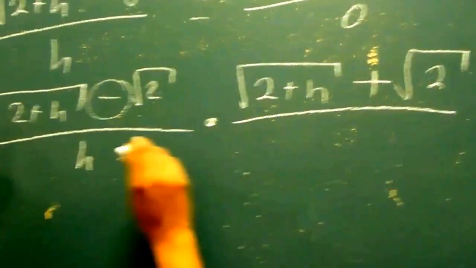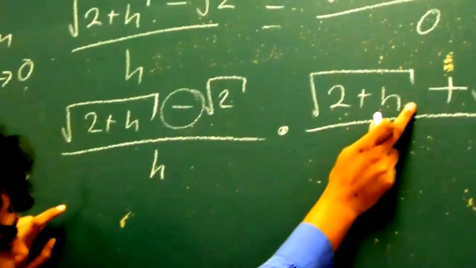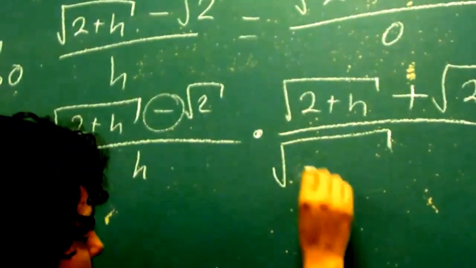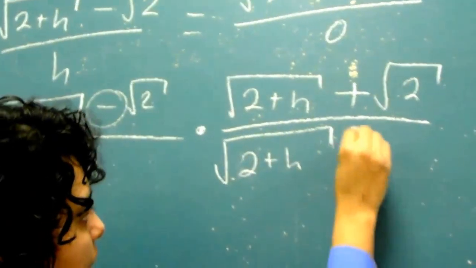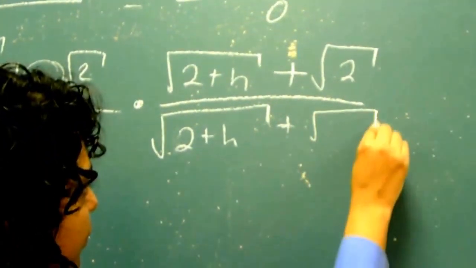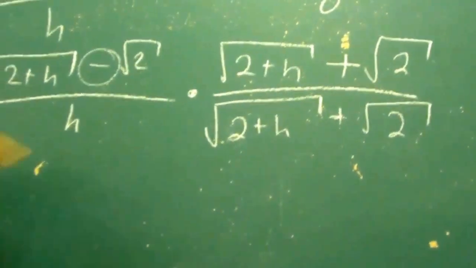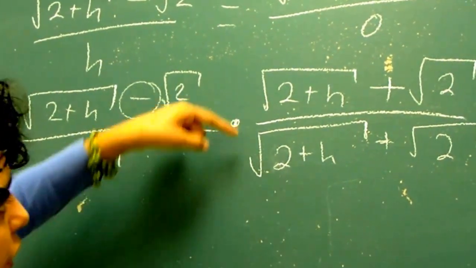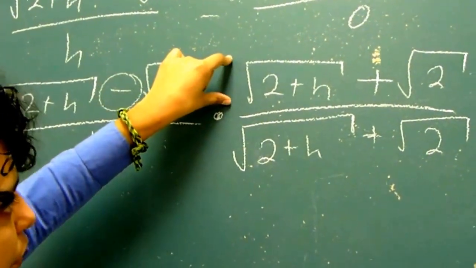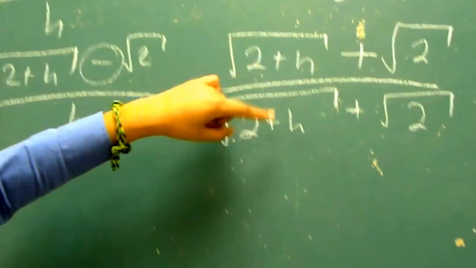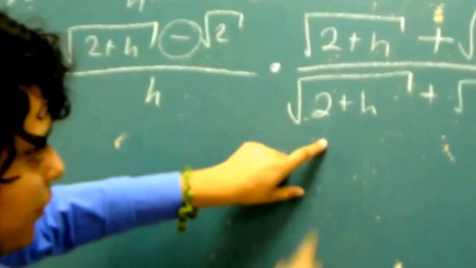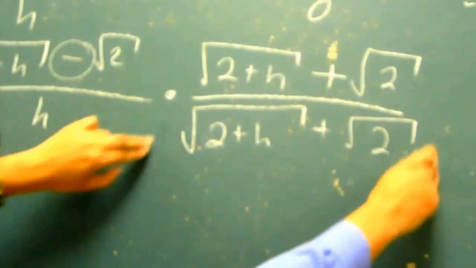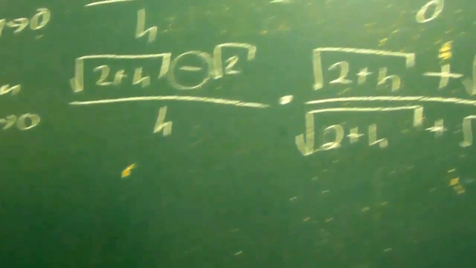Now, since we are multiplying the top by this conjugate, we also have to multiply it in the denominator of the function: the square root of 2 plus h plus the square root of 2. And the reason why we do this is because we don't change the meaning of the function. We have the square root of 2 plus h plus the square root of 2, divided by the square root of 2 plus h plus the square root of 2. If we divide those two terms, that's just equal to 1. So the function stays the same.